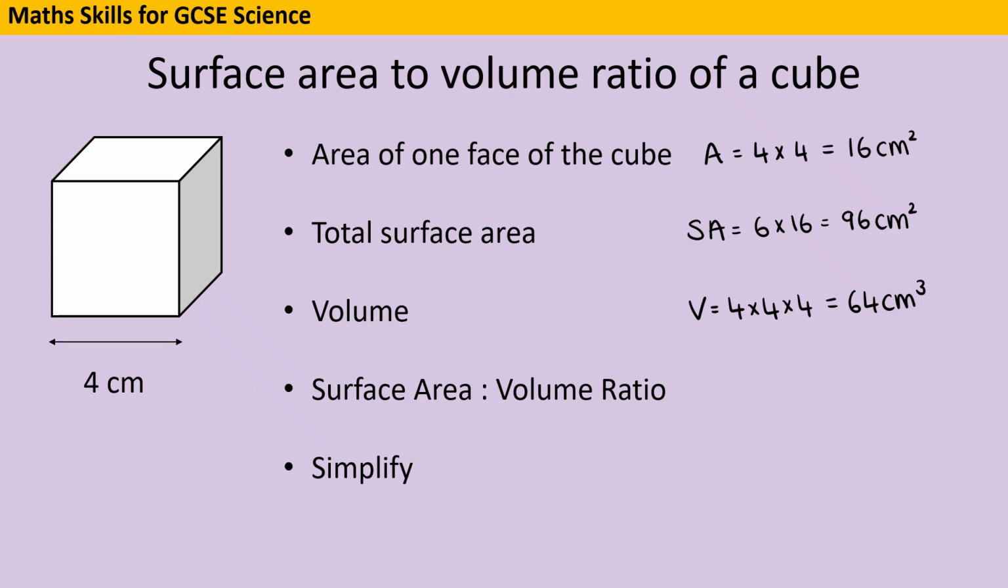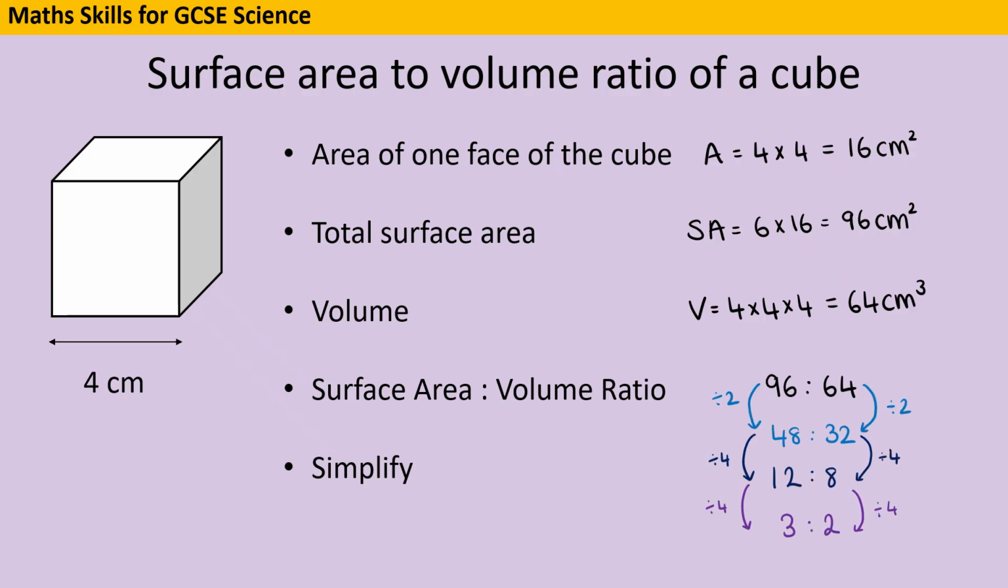Now we're going to put those together in a ratio. So it's the surface area to volume ratio. So surface area goes first. We're going to have 96 to 64. And we now need to simplify this to the simplest whole number ratio. So what we can do is just divide by prime factors until they won't go anymore. So just keep on dividing by 2 until it won't work anymore. And if we carry on doing that, we do get a 3 to 2 ratio.